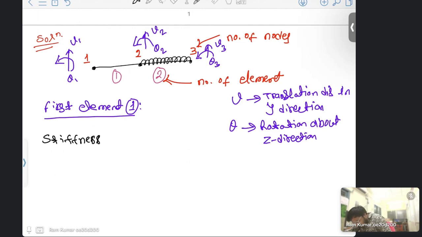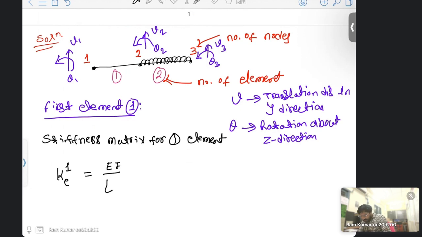So stiffness matrix for the first element. What will be the stiffness matrix for the first element? We know the formula. What is the formula? Element stiffness matrix for any element, I will write first, equal to. We have a ready-made formula.